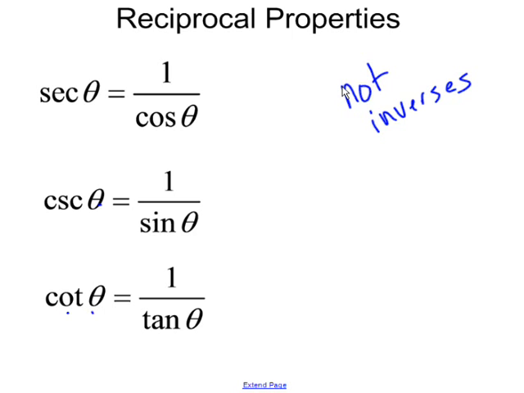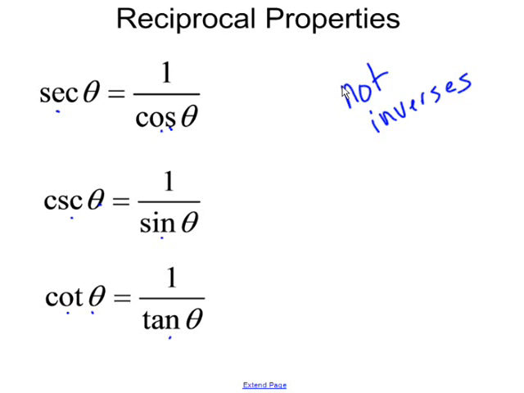A lot of people get confused which one goes with secant, cosine, or sine. Just remember every function needs a co. So if you have cosine, you already have a co, so therefore you go with secant. If you have sine, you need a co, so you go with cosecant. And tangent needs a co, so it goes with cotangent.